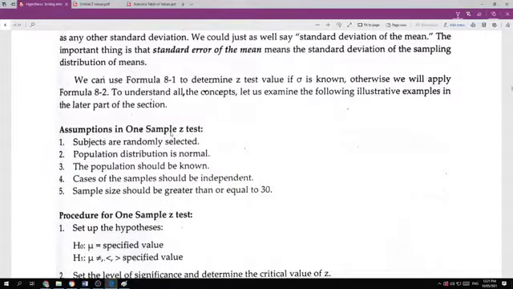Okay, let's have the assumptions first. So take note of this. Number 1, subjects are randomly selected. Number 2, population distribution is normal. Number 3, these are the things that you need to assume in a sample z-test. The population standard deviation should be known. Number 4, cases of the sample should be independent. And number 5, take note of that, the sample size should be greater than or equal to 30.